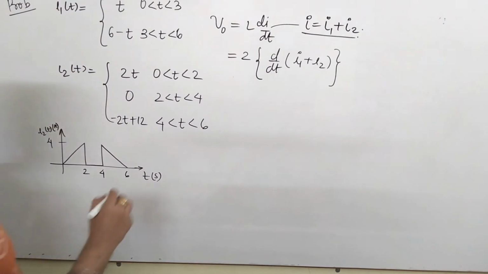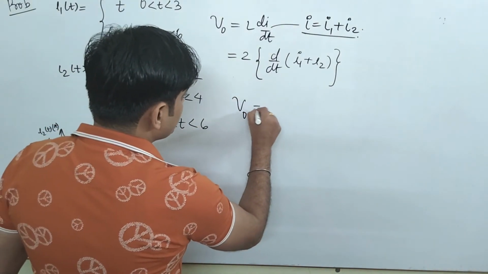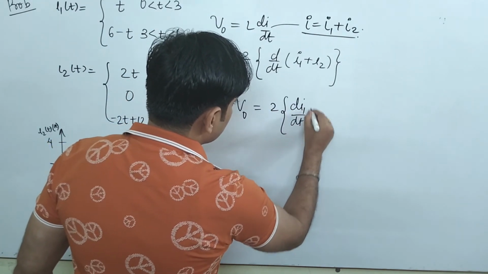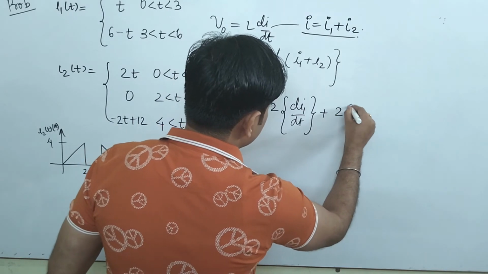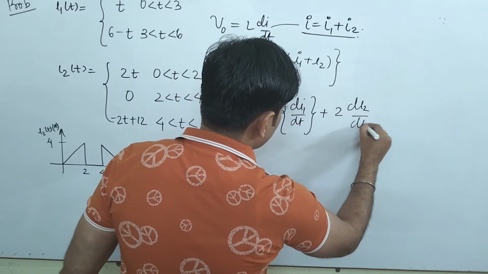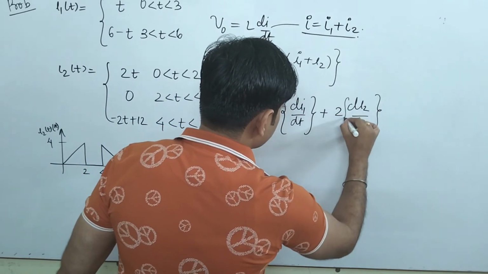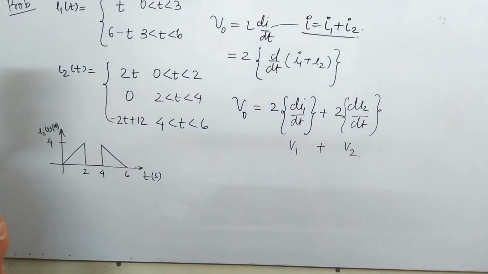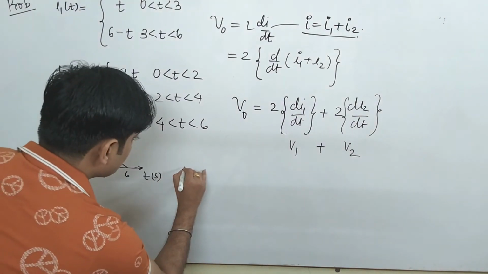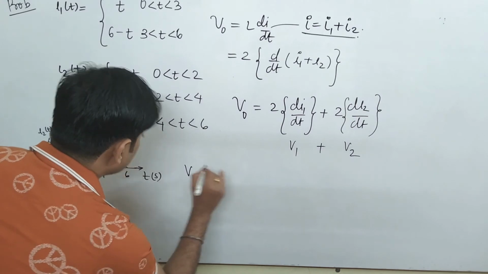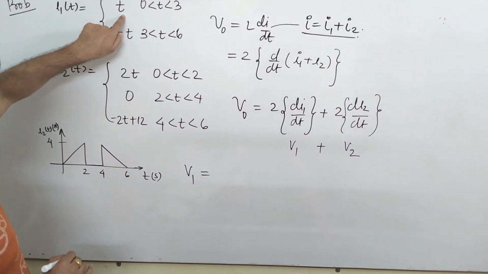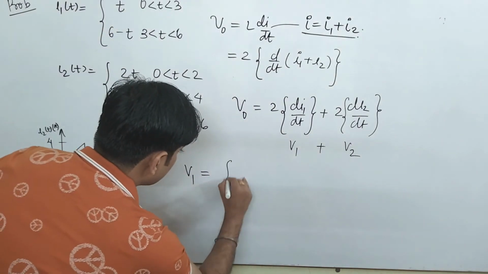Okay, so V0, you can say that it is 2 into di1 by dt plus 2 into di2 by dt. Yes, so this you can say it is V1, this you can say it is V2. Okay, so V1 we will solve it here. So the value of V1 comes to be, now please see, V1 is in this form. So just multiply it by 2 and differentiate it. When you differentiate this, it comes to be what?